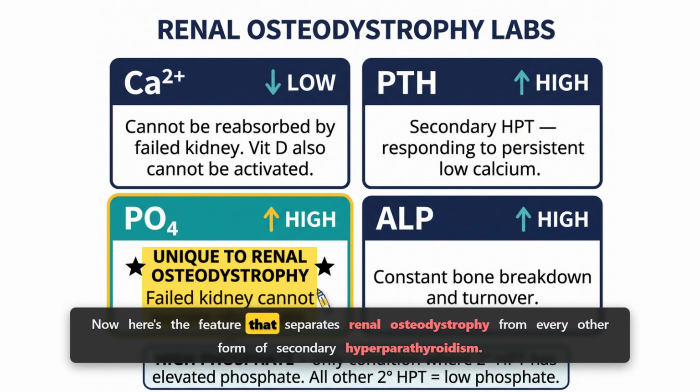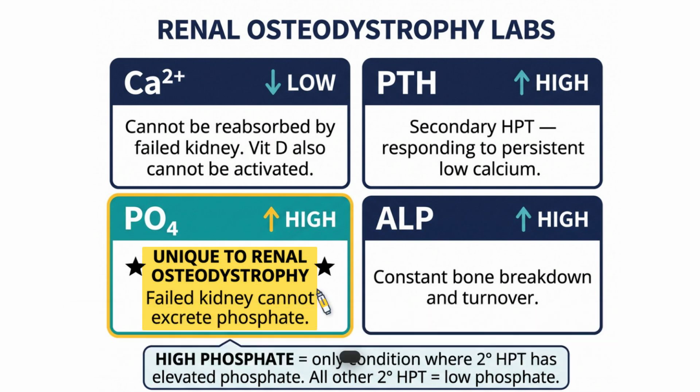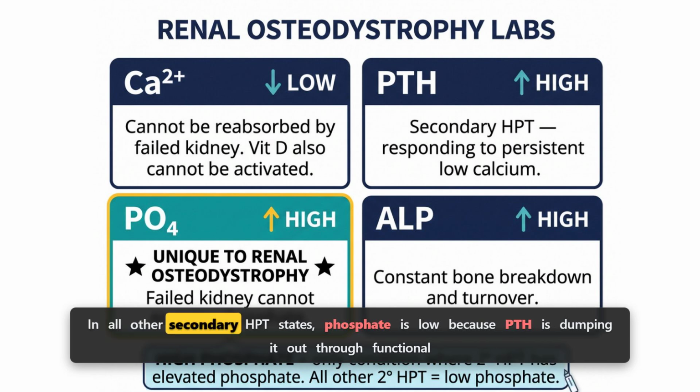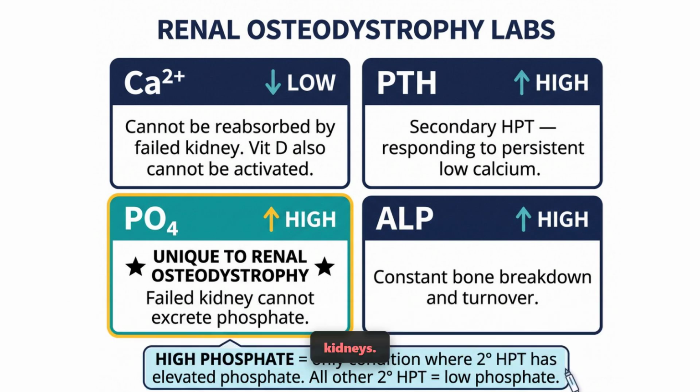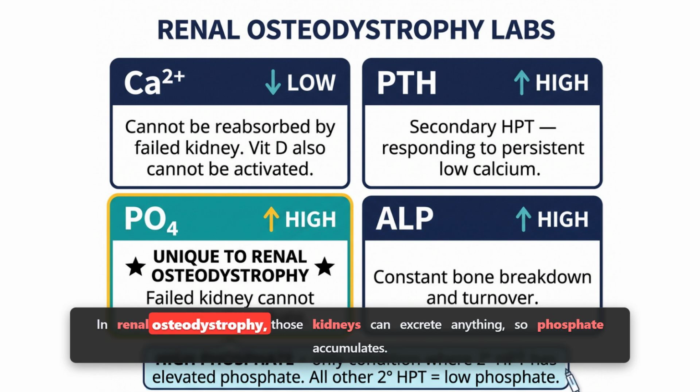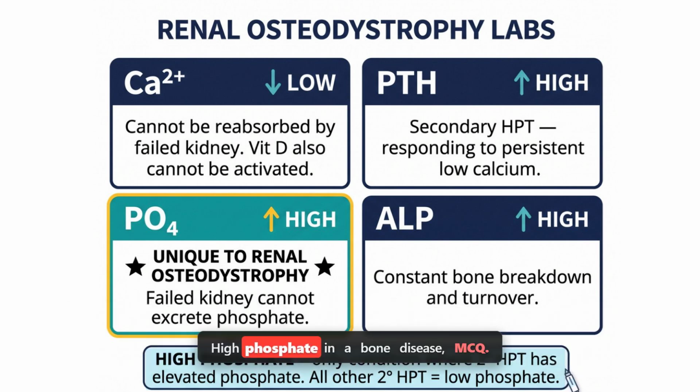Now here's the feature that separates renal osteodystrophy from every other form of secondary hyperparathyroidism. Phosphate is high. In all other secondary HPT states, phosphate is low because PTH is dumping it out through functional kidneys. In renal osteodystrophy, those kidneys can't excrete anything, so phosphate accumulates. High phosphate in a bone disease MCQ. Think renal osteodystrophy. That's the distinguishing feature.